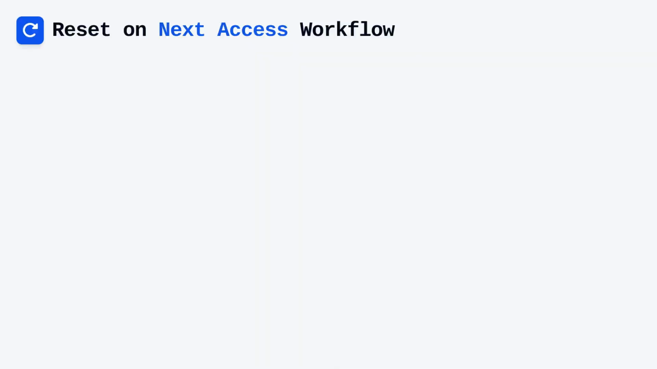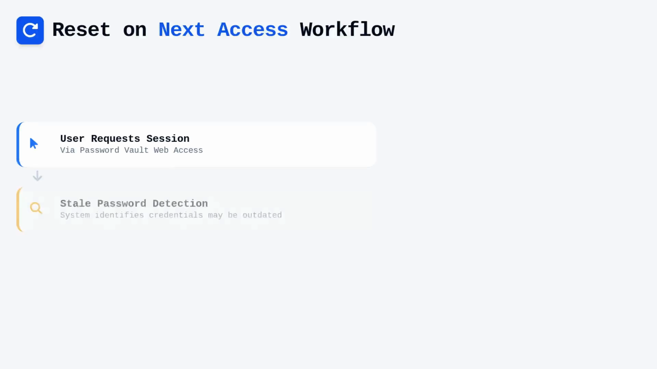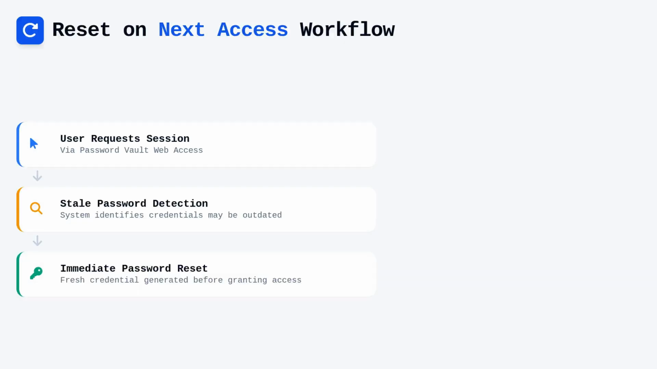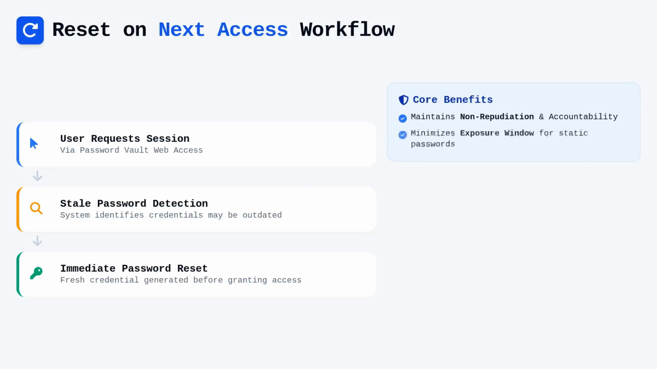The reset on next access workflow is another critical component that relies heavily on these reconciliation permissions. When a user requests a session through the Password Vault web access and the system detects that the password might be stale, it can trigger a reset immediately before granting access. This ensures that the user is always presented with a fresh, verified credential while maintaining non-repudiation and accountability. This feature effectively bridges the gap between automated background maintenance and user-initiated access, minimizing the window of exposure for static passwords.